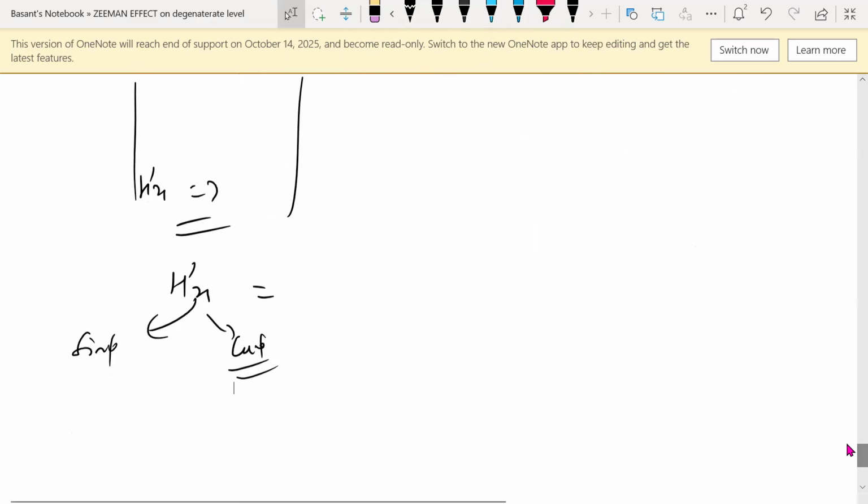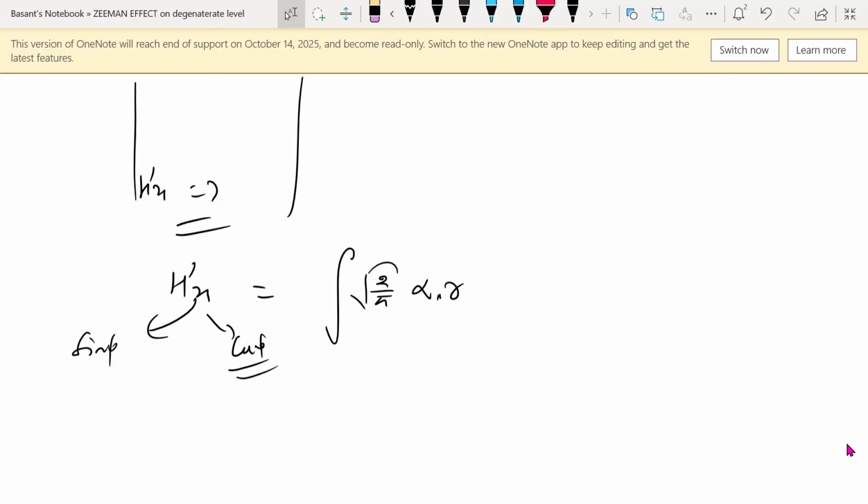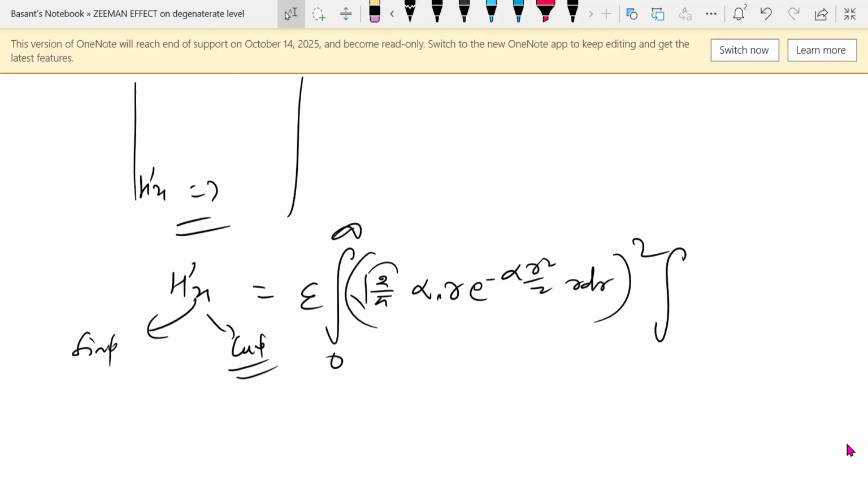The radial part is the same. That is equal to root under 2 by pi alpha, r e to the power minus alpha r square by 2, r dr, and the square of this function, and this is epsilon times the integral from 0 to infinity, and the phi term is this, r dr.